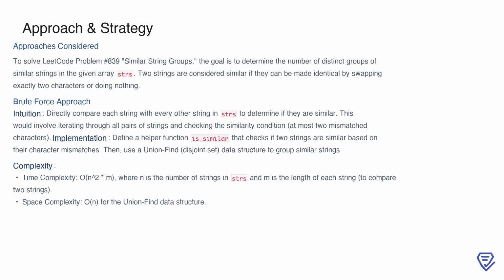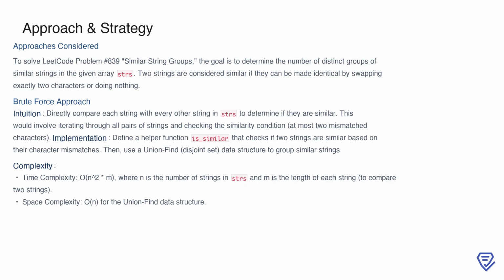To solve the problem of determining the number of similar string groups in the given array, we first need to understand what makes two strings similar. Two strings are considered similar if either no changes are needed to make them identical or if swapping exactly two characters can make them the same. One straightforward approach is the brute force method. Here, we compare each string with every other string to check if they meet the similarity condition. To accomplish this, we can define a helper function, is_similar, that takes two strings and checks if they differ in at most two positions. Using this function, we can employ a union-find data structure to group similar strings together.